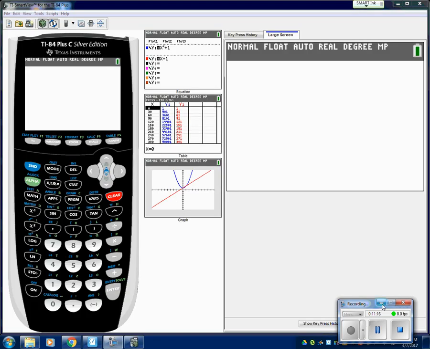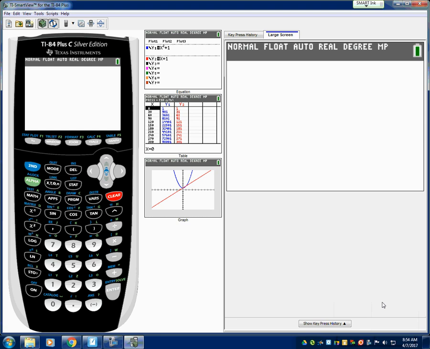Okay, so we're going to multiply these two together on the calculator. 3 by 3. So here's what you do.